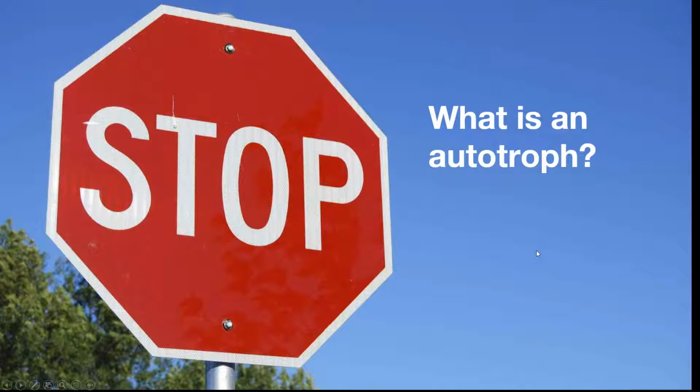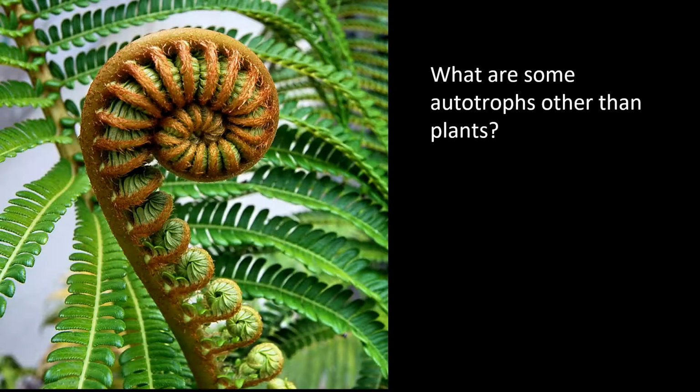So you should be able to review and think back, look at your notes. What is an autotroph? And if you remember, an autotroph is something that makes its own food. For example, we have plants. A lot of times you think about plants, like this fern right here. But there are other types of autotrophs.